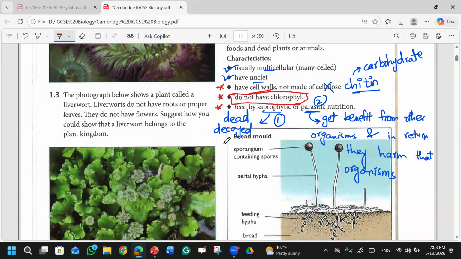Have you seen bread with fungus on it? Can you eat that bread? No. Why can we not eat that? Because that bread is rotten now, it is waste. And why is it waste? Because that fungi has taken the food from the bread, and in return there is fungus on the bread. So you cannot eat that bread. This is an example of parasitic nutrition.